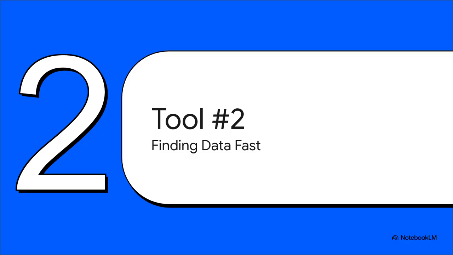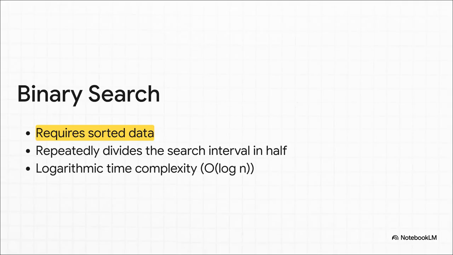Okay, so once your data's all nice and sorted, you're probably going to need to find something in it. And that brings us to our second tool, finding data fast. Let's talk about binary search. The number one thing, the big catch you have to remember is that it only works on sorted data. But if your list is sorted, oh, it's unbelievably fast. Instead of looking at every single item, it just keeps cutting the search area in half. That's what we call logarithmic time complexity, or O(log n), and it is ridiculously efficient for large lists.